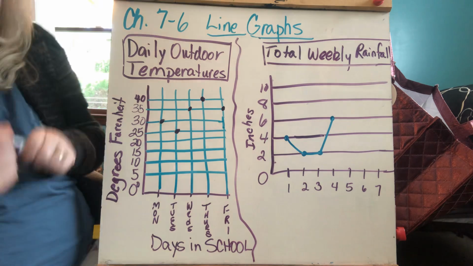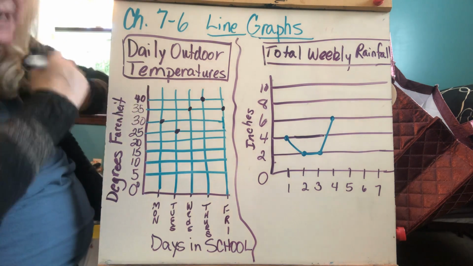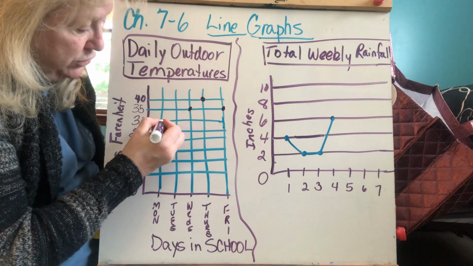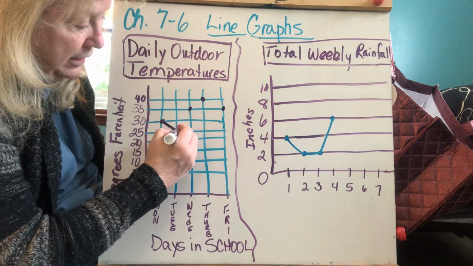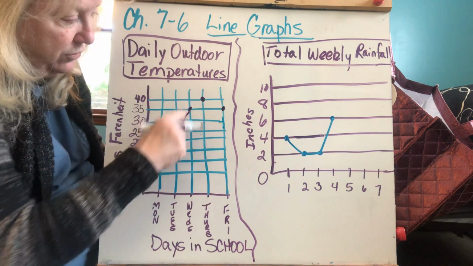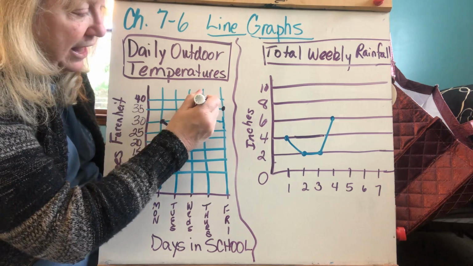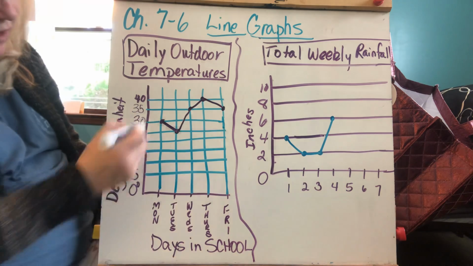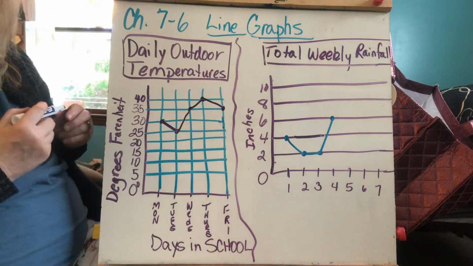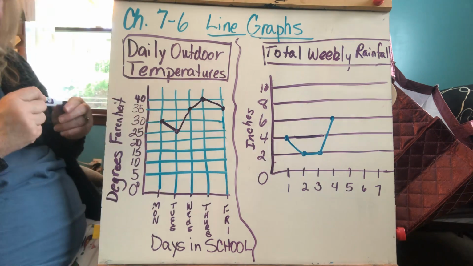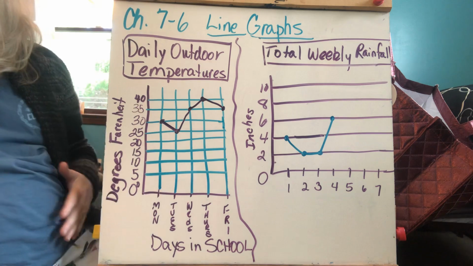So what you do then is you start from the left-hand side and you connect the dots. So I'm going to connect these two, and I have a little line segment. Then I'm going to connect these two, another line segment. And then these two, another line segment. And then these two. So I have 1, 2, 3, 4 line segments here connecting my 5 points. Okay? Now we can see how things changed over time.